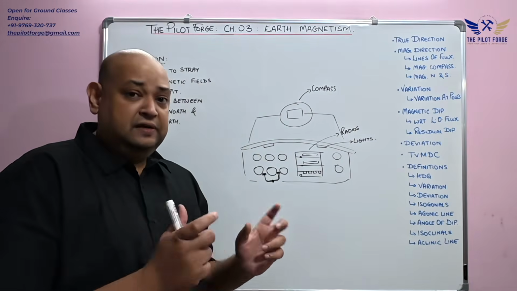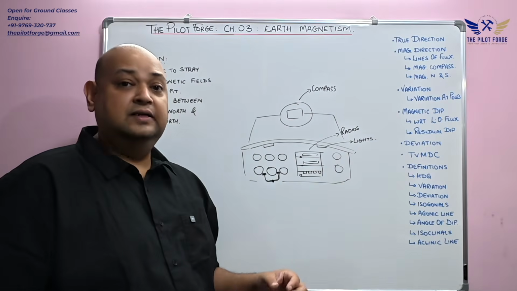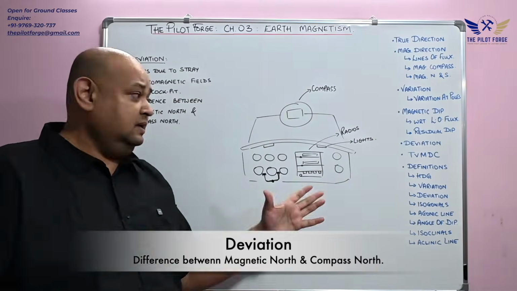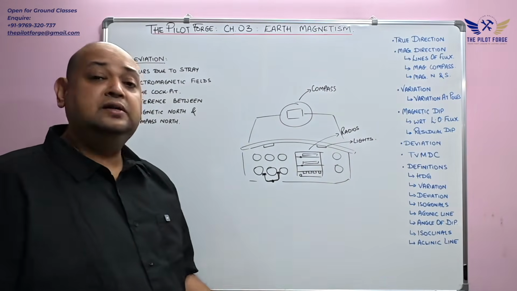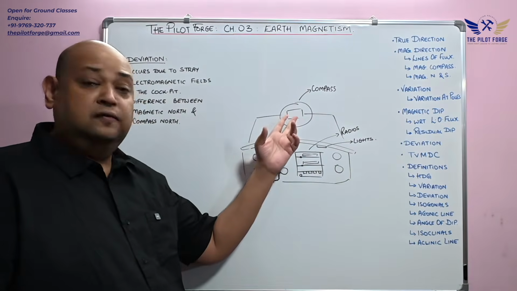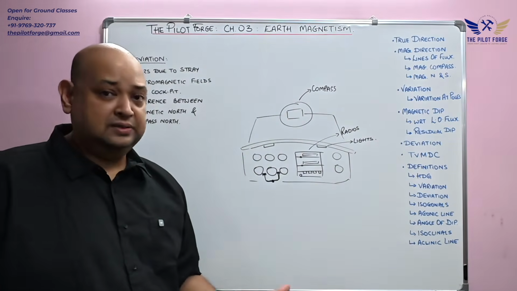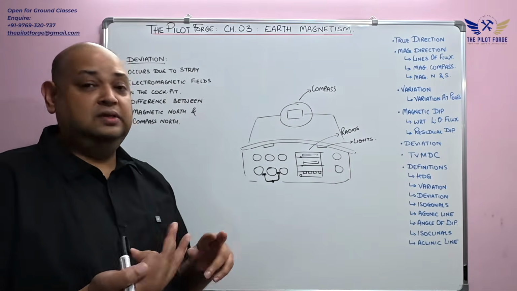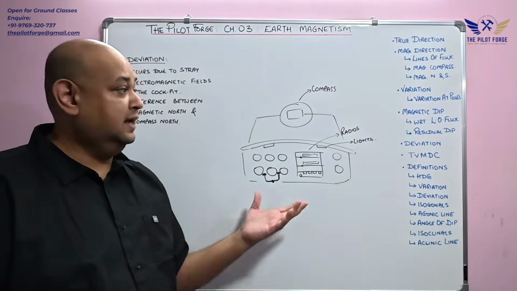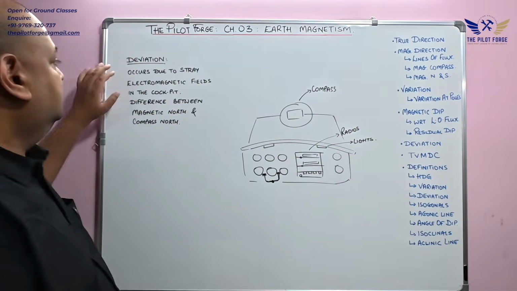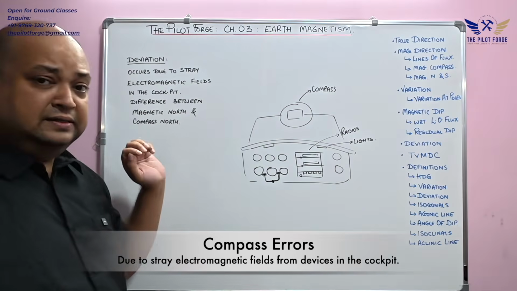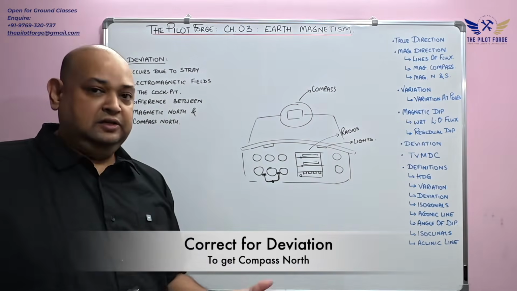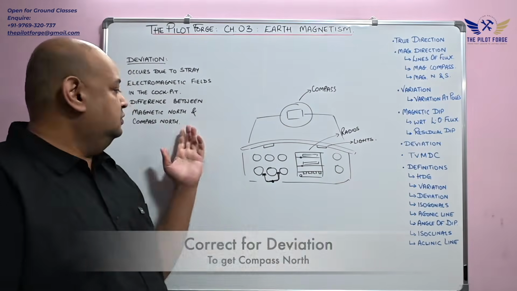These do create electromagnetic interferences which do interfere with the compass reading. So this deviation from the compass reading is what creates an error. And that is what deviation is about. Now, in a normal aircraft, standard equipment is always taken care of by the addition of 2 soft magnets that are present in the compass housing itself. But it does not account for the headset, mobile phones, and any device, anything that can create an electromagnetic field. So it occurs due to the stray electromagnetic fields in the cockpit, and the difference between magnetic north and compass north is deviation. Once you correct for deviation, you will get compass north.